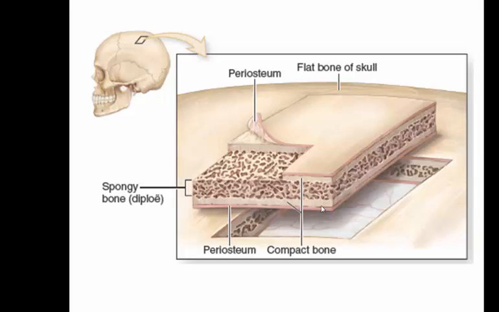These bones are particularly important for providing protection. This example here shows the skull bones surrounding and protecting the brain, and they also provide extensive surface areas for the attachment of muscles.